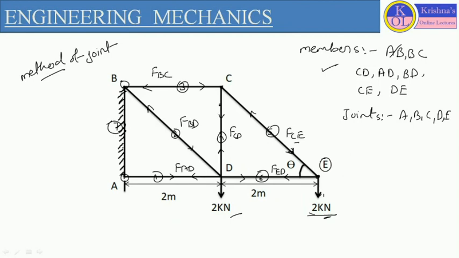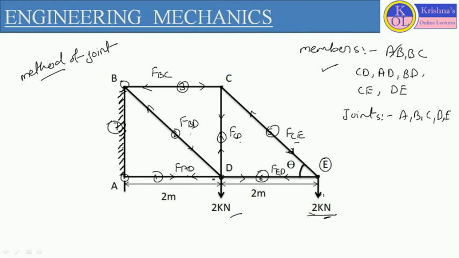Now let's see another joint. Let us consider joint D. This joint D is connecting members AD, BD, CD and ED, and it is also subjected to an external load of 2 kilonewton. So we have one known, the 2 kilonewton external load, and the other forces passing through this point D, that is FAD, FBD, FCD and FED, and all of these forces are unknown.